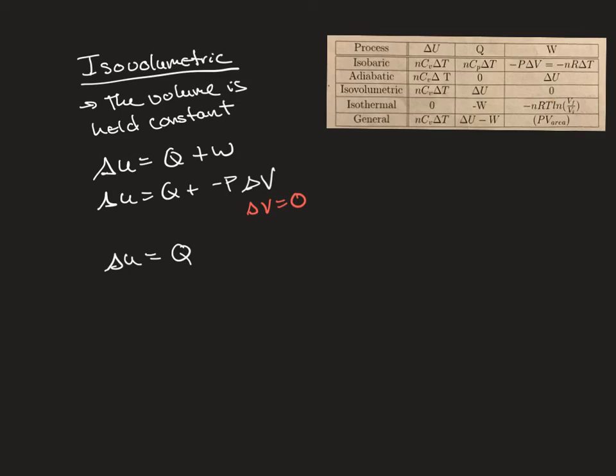Let's look at a pressure versus volume graph for this. So we're going to do pressure versus volume, so pressure in pascals, volume in meters cubed. And for this case, because our volume is held constant, or our x value is held constant, but our y value, or pressure, is still changing, we're going to get a line that is vertical.